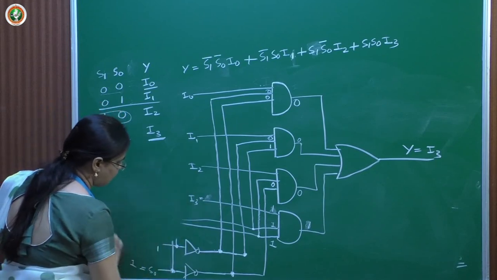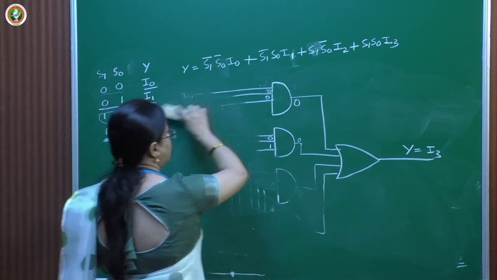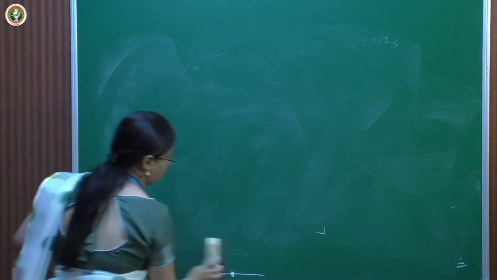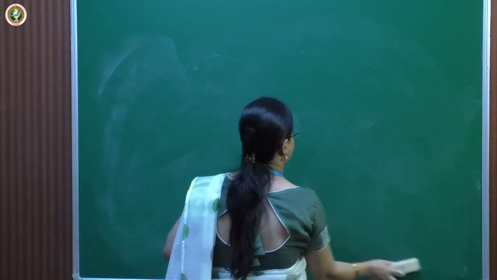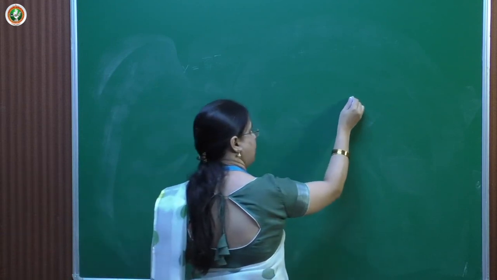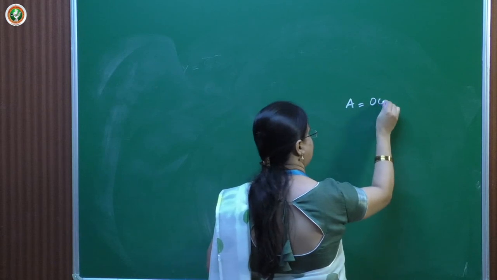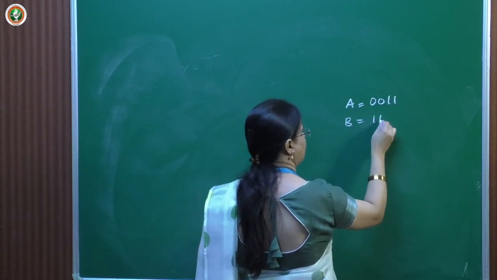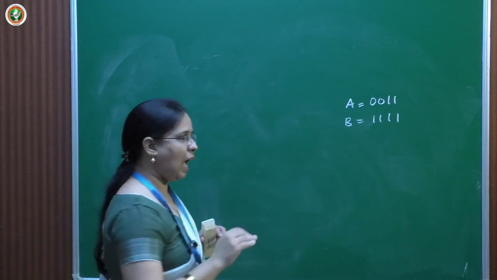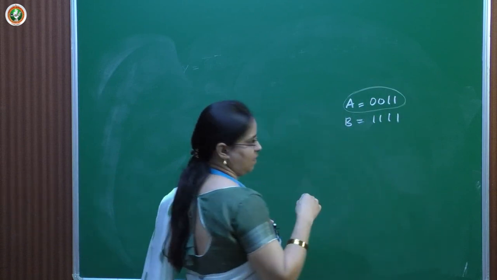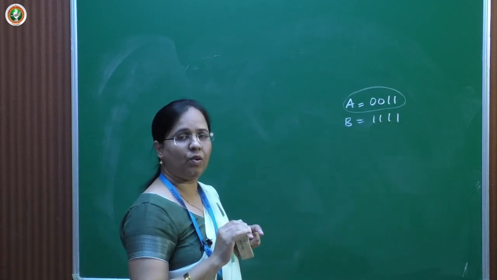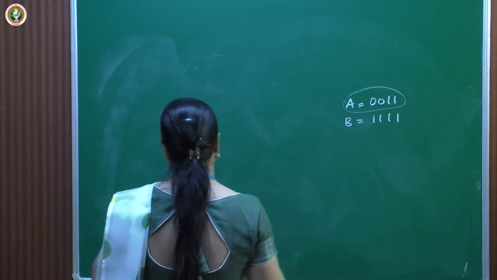So, let us see some more examples on multiplexer design. The next one is a little tricky but interesting. I have two inputs, A is equal to 0011, B is equal to 1111. I have two 4-bit inputs. So my task is, I have to select either this as output or this. That means I want to select any one from these two groups. So this can be done by designing a multiplexer.